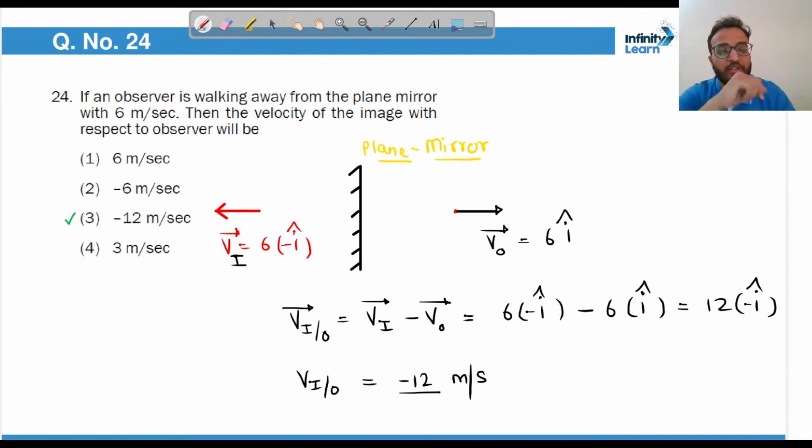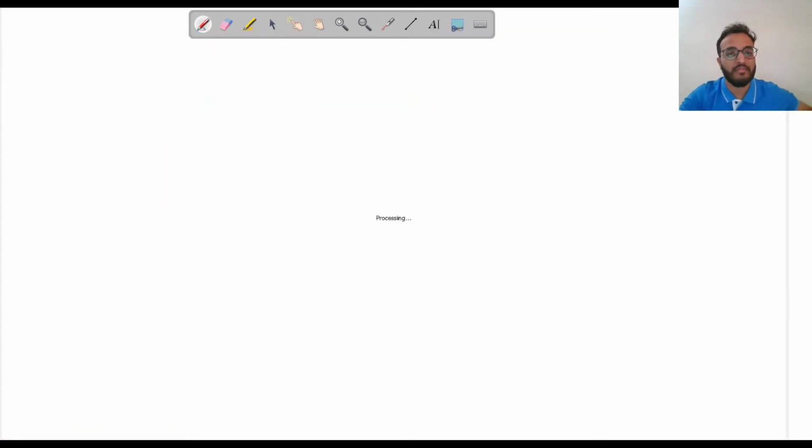So we will say velocity of image with respect to object will be velocity of image minus velocity of object, right? So you just put the values here and get your answer. It comes out to be minus 12. Simple question and a simple solution, right?